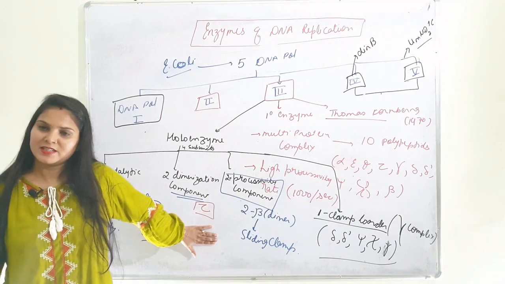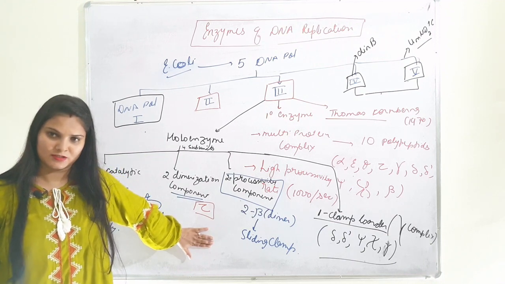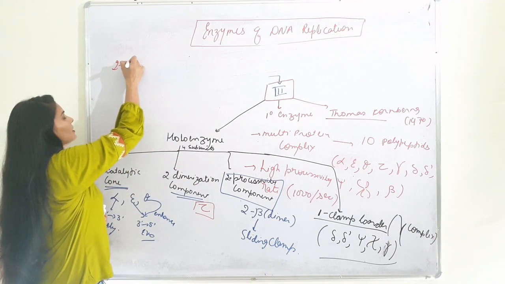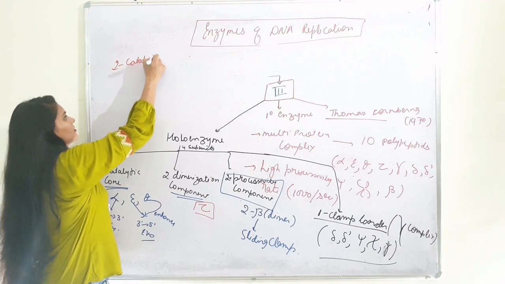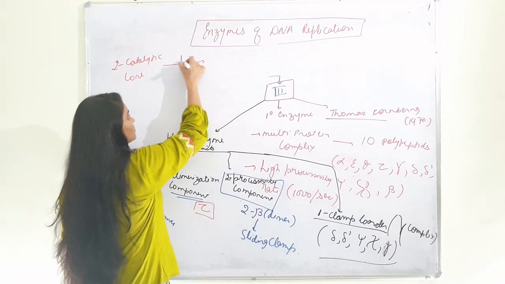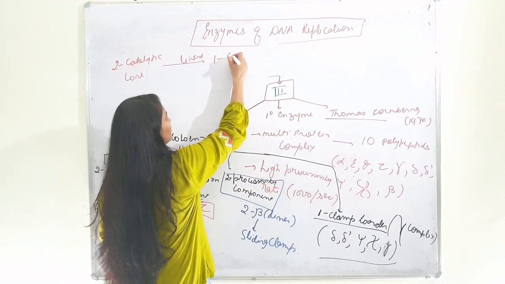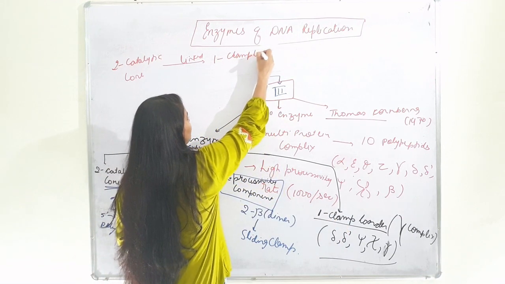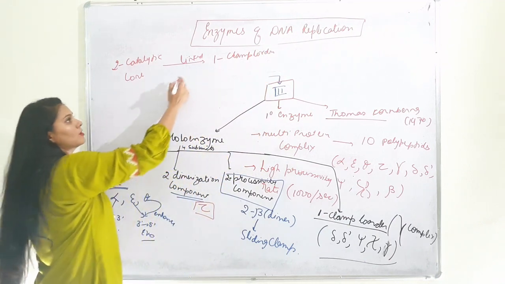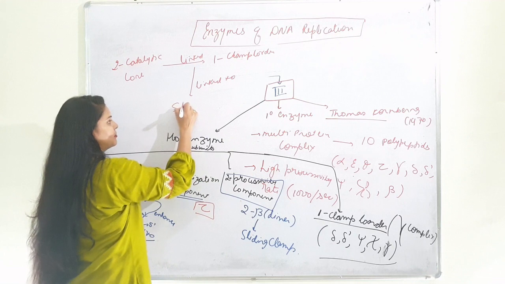Now let's see how these 4 components of a holoenzyme react in the process of DNA replication. In DNA polymerase holoenzyme, 2 catalytic cores are linked to 1 clamp loader, and then these are linked to the sliding clamp.